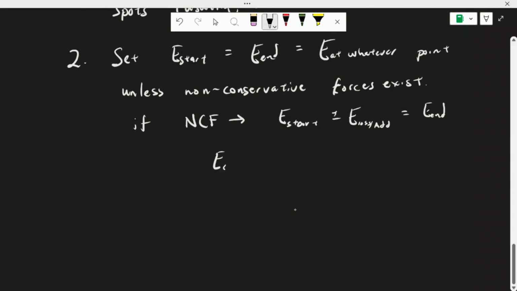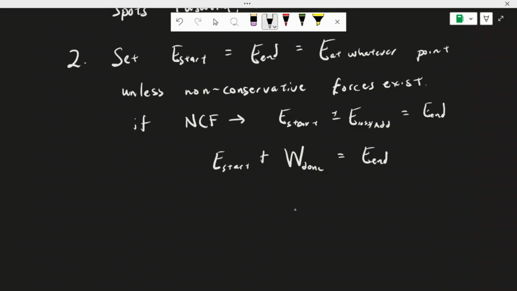You can also look at it as E start plus the work done on the system has to equal the energy at the end. Keep in mind that if work is done in the direction opposite the traveling distance, then this work done will be negative, and therefore that would be your energy loss. If it's in the same direction as your distance, then that would be positive work done, which would then add to your total energy at the end.